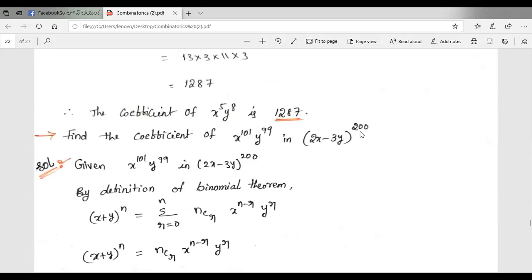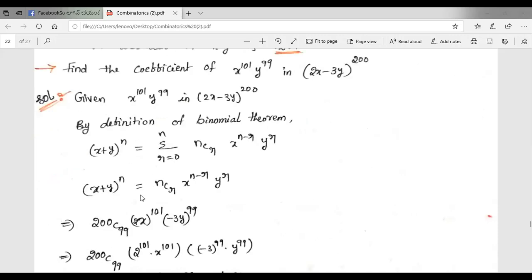Okay, so here x has a coefficient and y also has a coefficient. So here the function is of the form (x plus y) whole power n. In place of x we have 2x and in place of y we have minus 3y, and n is equal to 200. n minus r is equal to 101 and r is equal to 99. By the statement of the binomial theorem, we compare all these, we get (x plus y) whole power n is equal to nCr x power n minus r y power r.